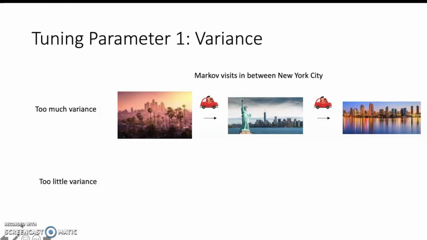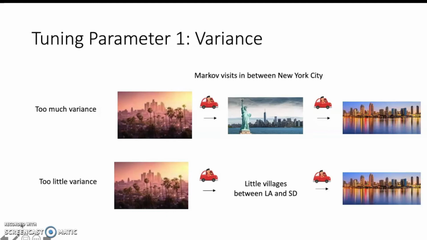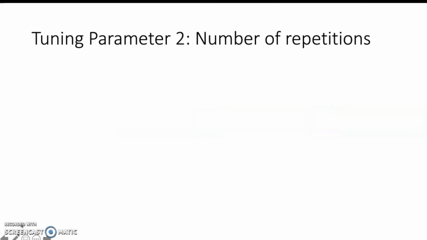Too little variance would mean Markov starts in LA, but he visits every little village between LA and San Diego. That's also bad, right? We just want to take the highway. We don't want to go through every little village in between, and then he reaches San Diego. That's nice, he converges, but still, that's not good for us. Too little variance. The second thing is the number of repetitions.